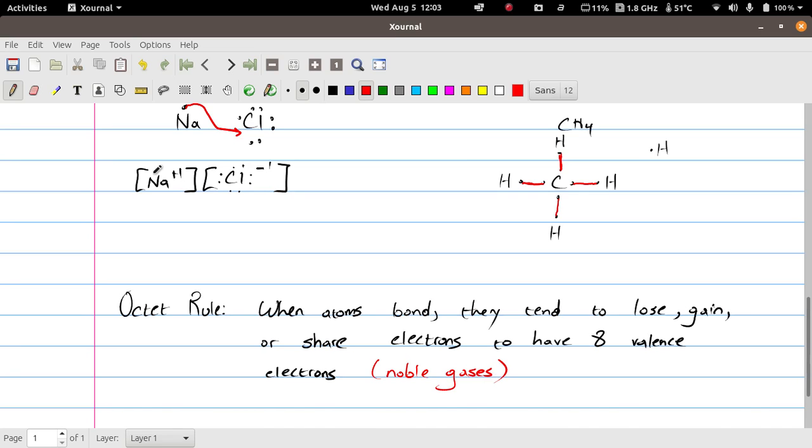Because I know we use sodium chloride as an example. And I know in my electron configuration video, I used sodium as an example as well. If it loses that, it's got the same configuration as neon, which is a noble gas. That's pretty much what the octet rule is saying in terms of stability.